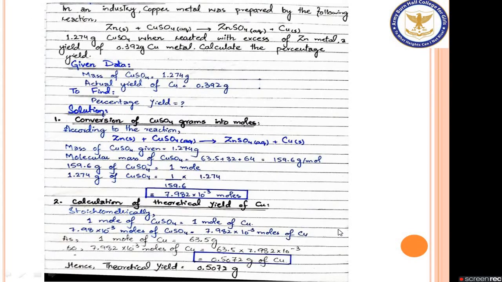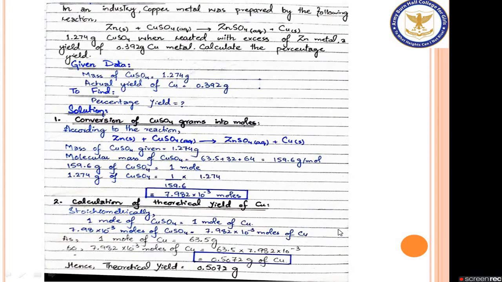Now we have a sample problem related to this topic. In an industry, copper metal was prepared by the following reaction, and the balanced chemical equation is that zinc reacts with copper sulfate to form zinc sulfate plus copper. 1.274 gram copper sulfate when reacted with excess zinc metal gives 0.392 gram of copper metal. Calculate the percentage yield.